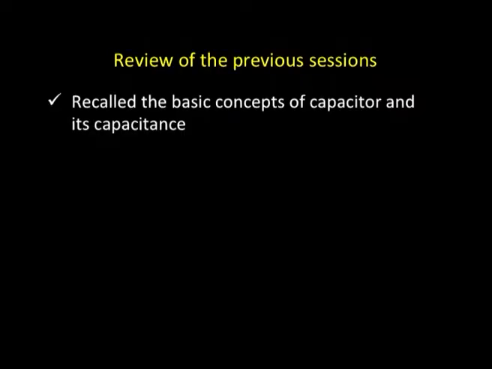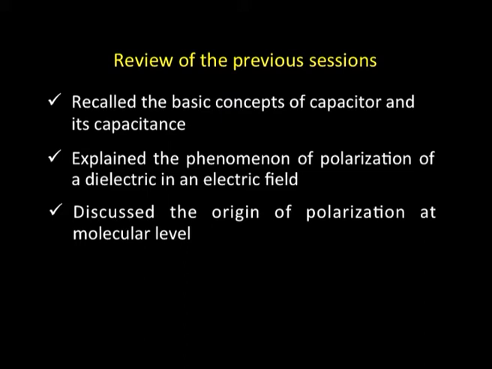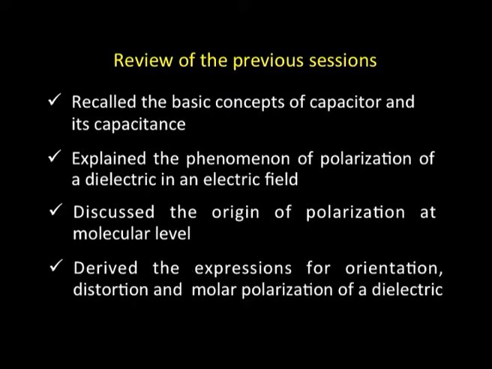Thereafter, we moved on to another domain of physical properties wherein we talked about the polarization of dielectric, and in this context we recalled the basic concept of capacitance, and thereafter we explained this phenomenon of polarization of dielectric, what kind of things happen at the molecular level, that is, we rationalized that in terms of the things happening at molecular level. Then we worked out the expressions for orientation, distortion and molar polarization of a dielectric medium. This is all we have done so far. Let us move further and see how we measure dipole moment. That is the first thing we want to take up for today.